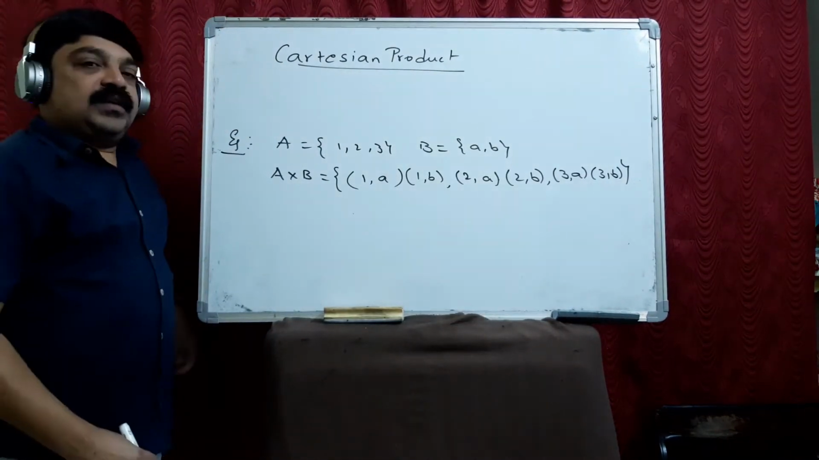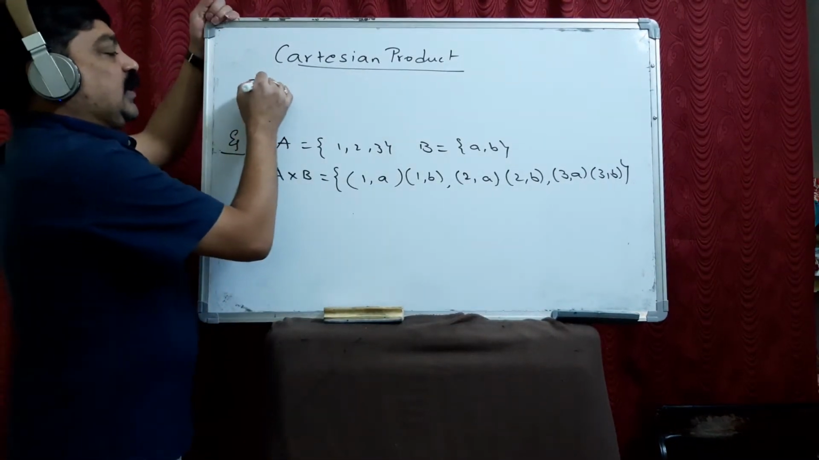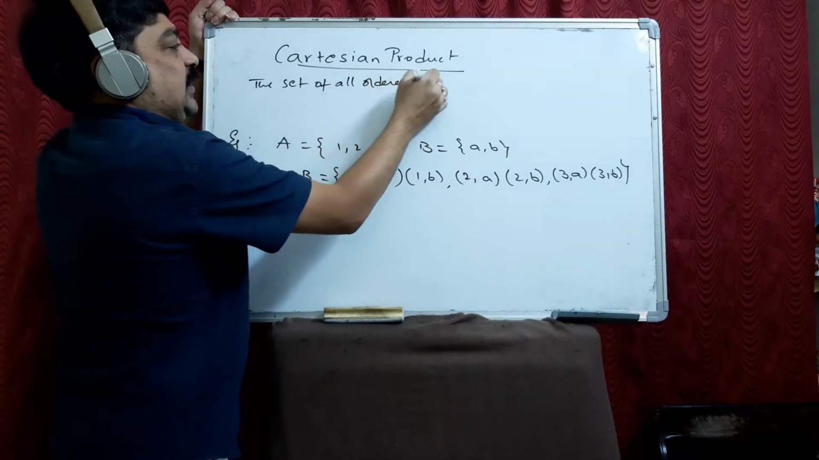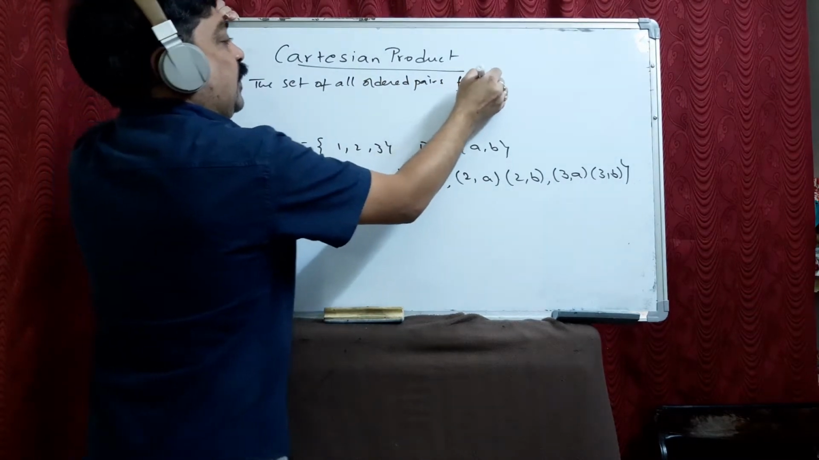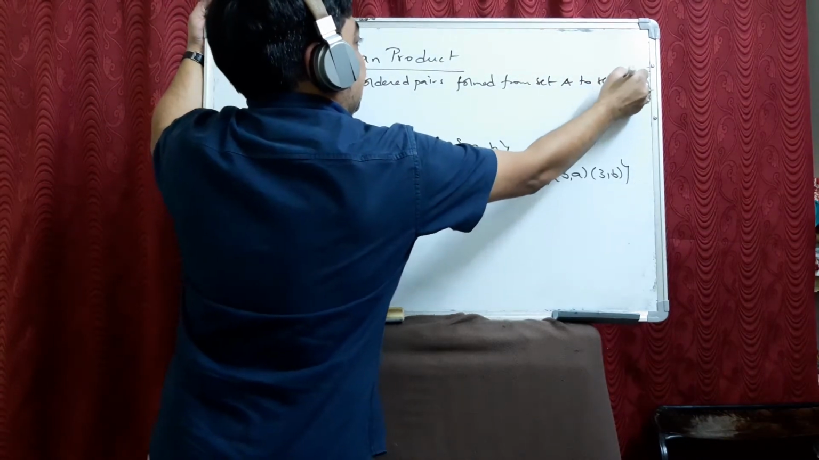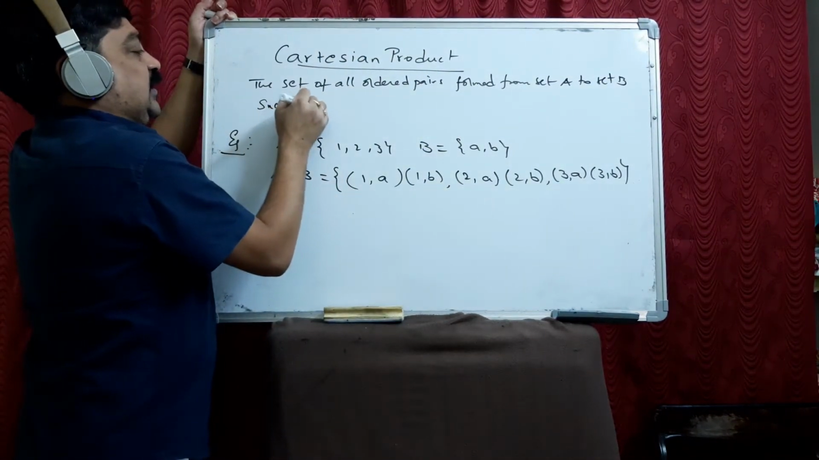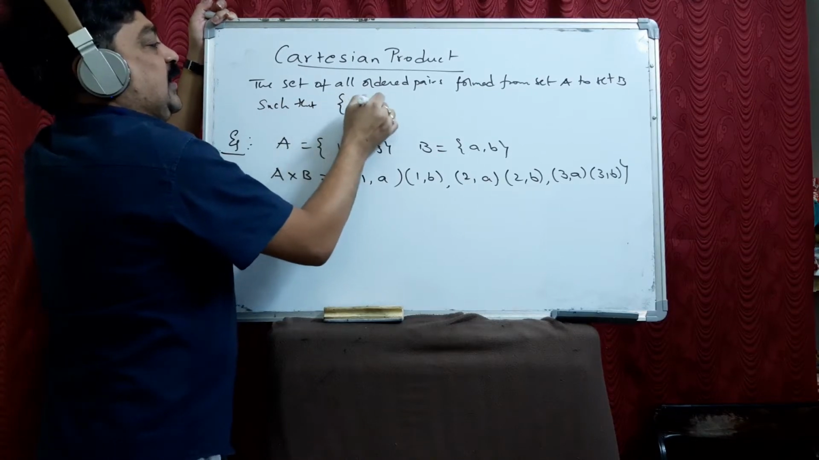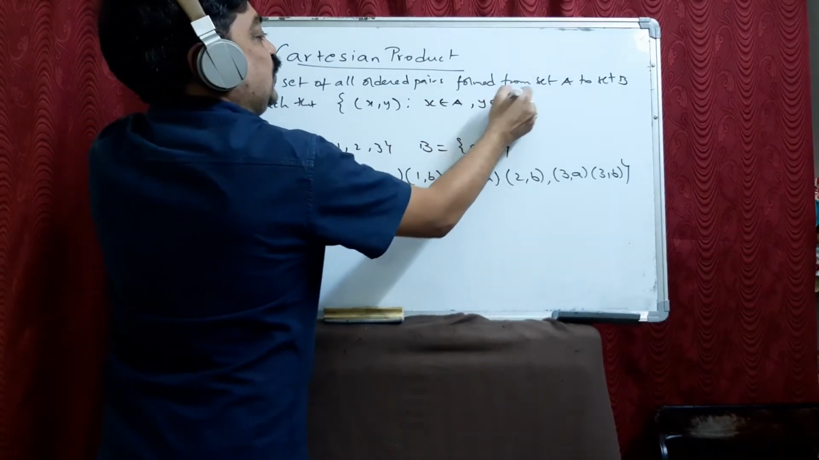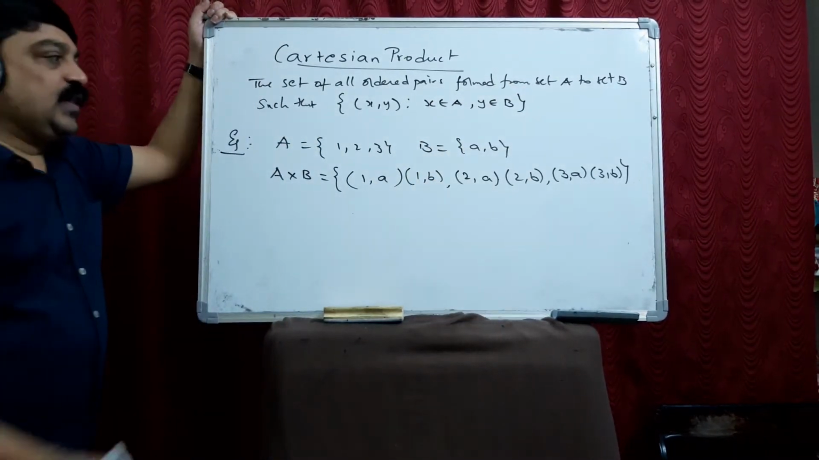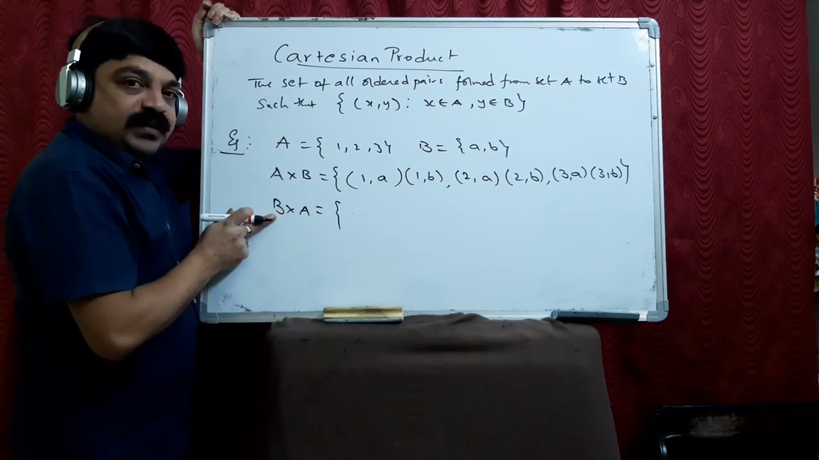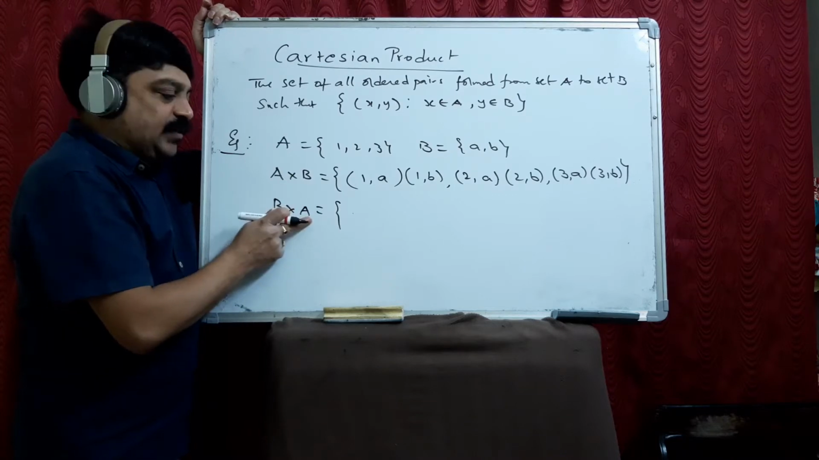So how do you define that? The set of all ordered pairs formed from set A to set B such that (x, y), where x belongs to A and y belongs to B. Always, the first element... suppose if it is B cross A, the first element should be from B and the second element should be from A.